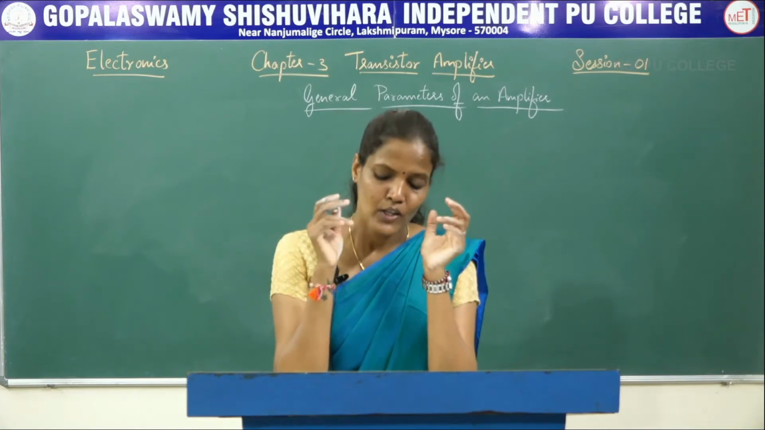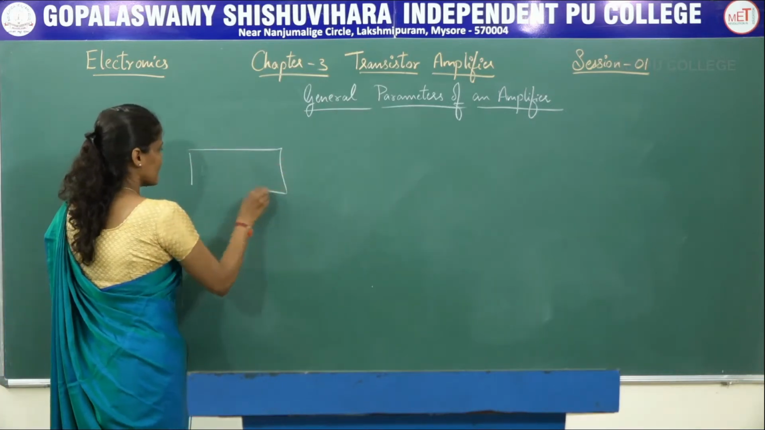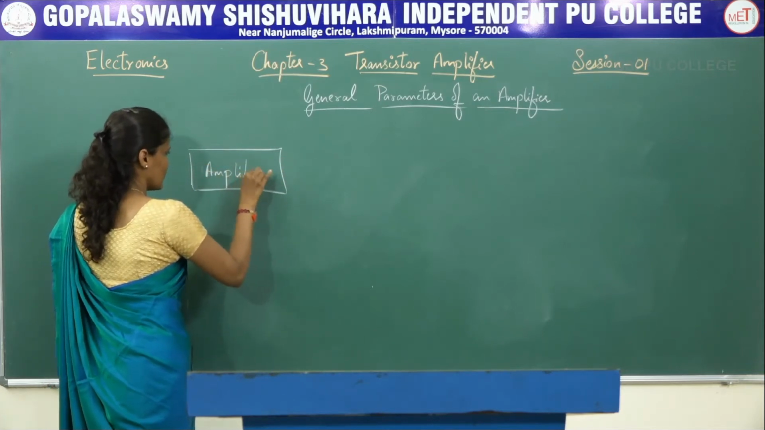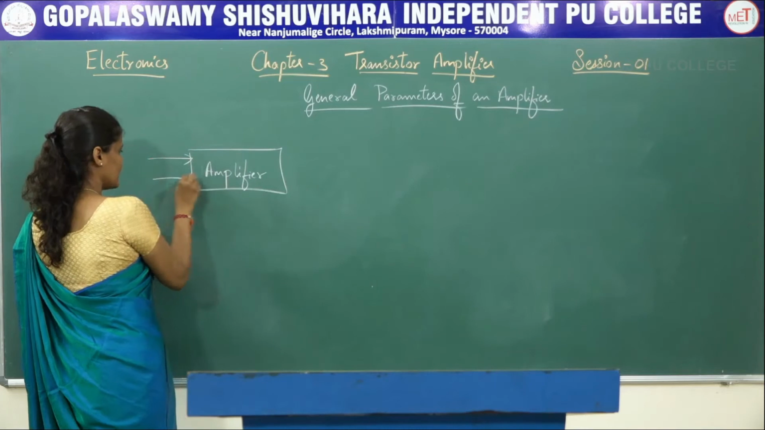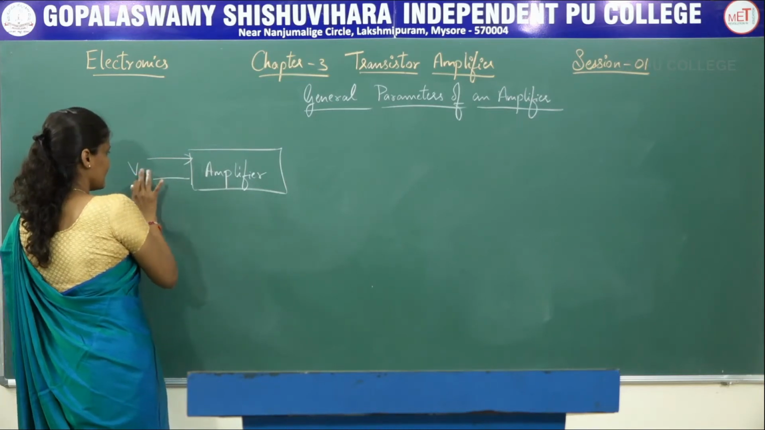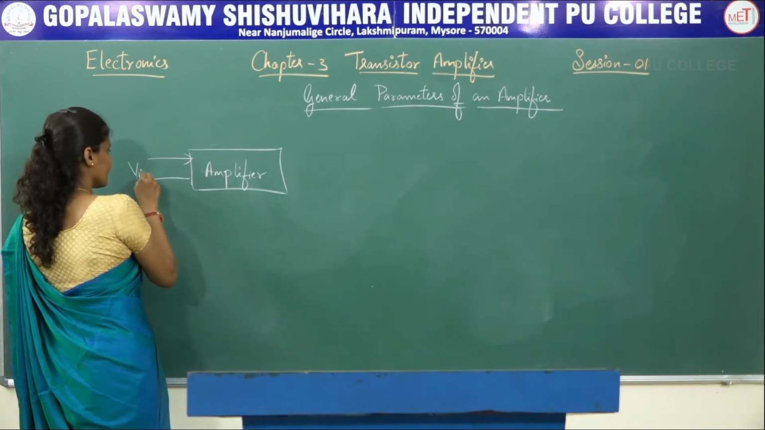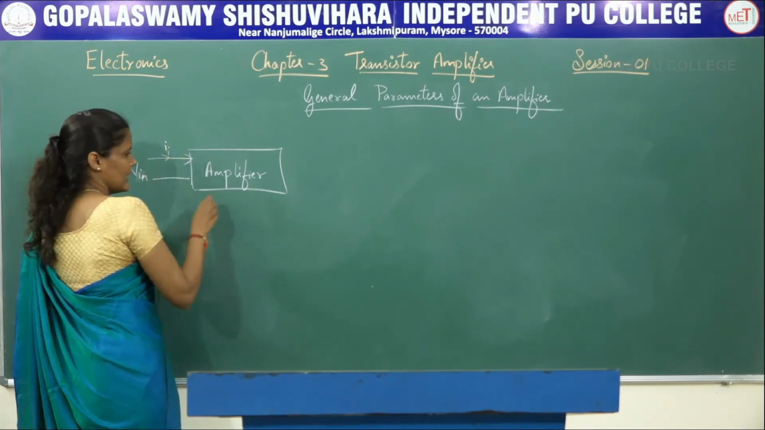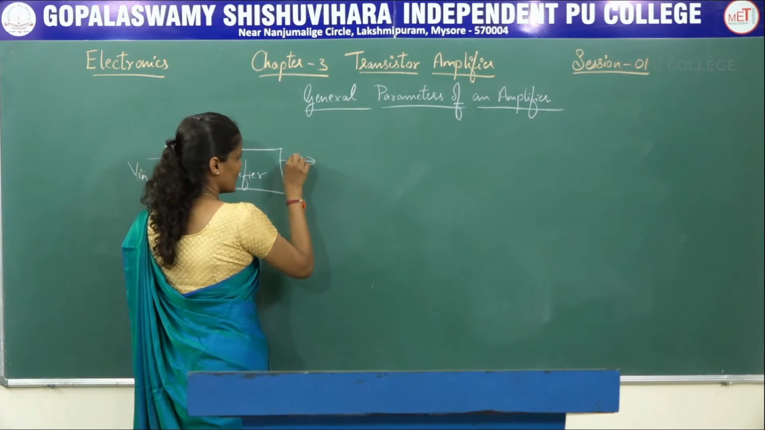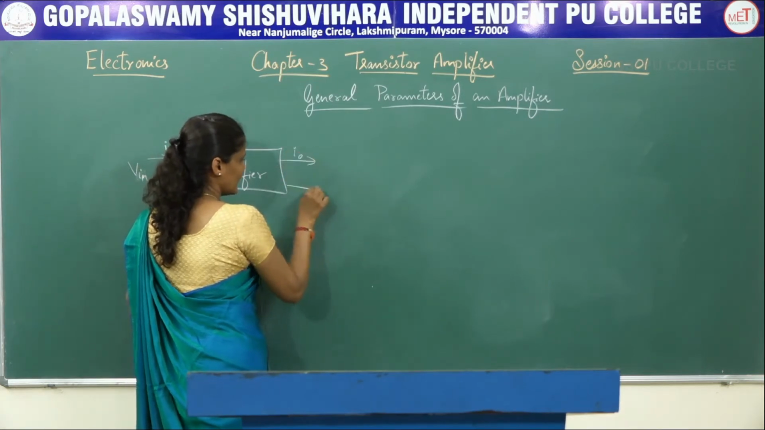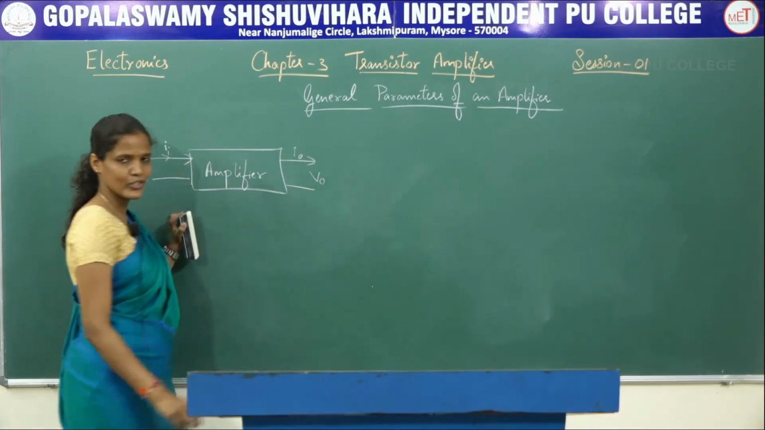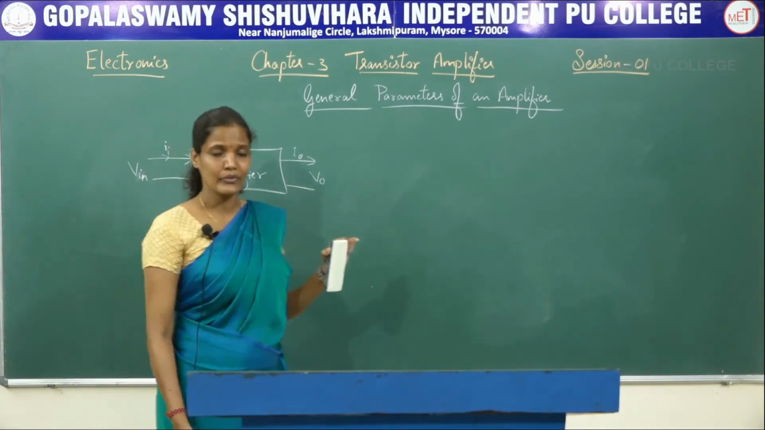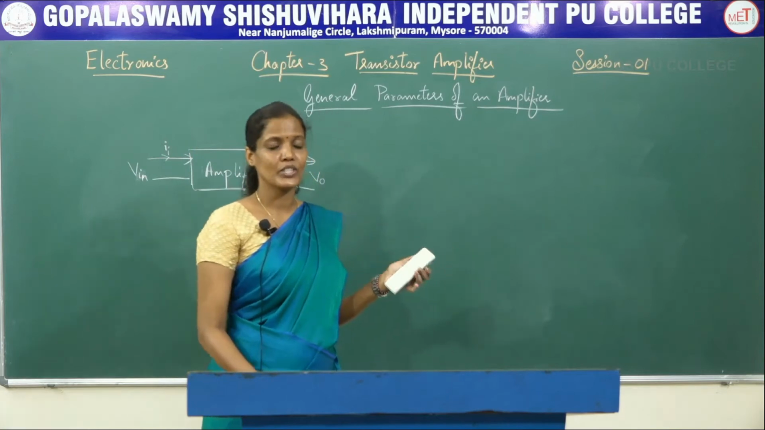available in a transistor. For that, let us consider an amplifier circuit, for which the input voltage being applied will be denoted by Vin with the input current Ii, and the output current will be denoted by Io and the output voltage will be denoted by Vo. So there are different parameters or different definitions. Let us look into those definitions one by one.